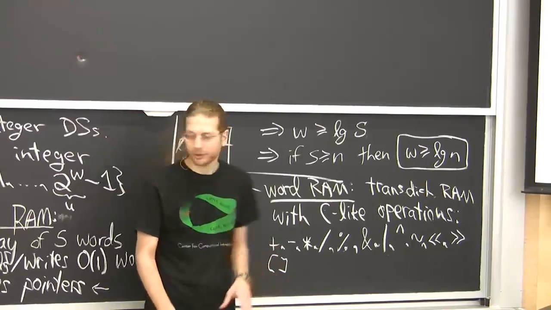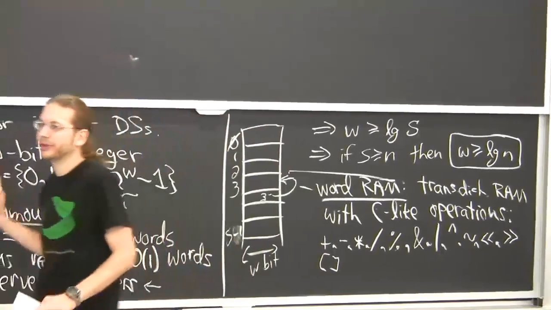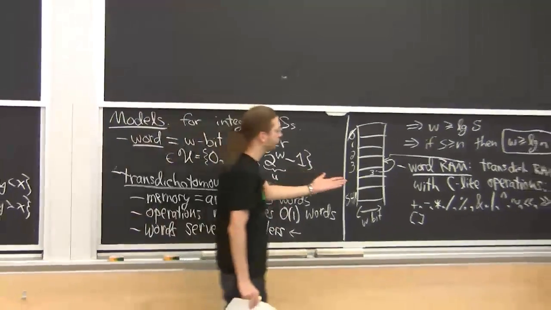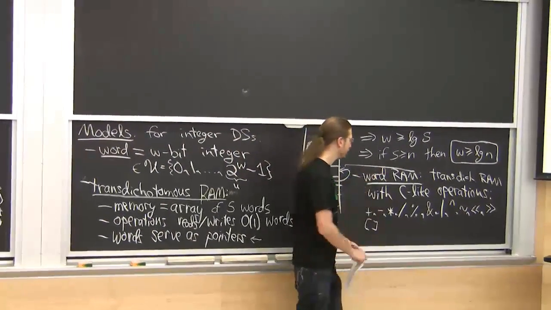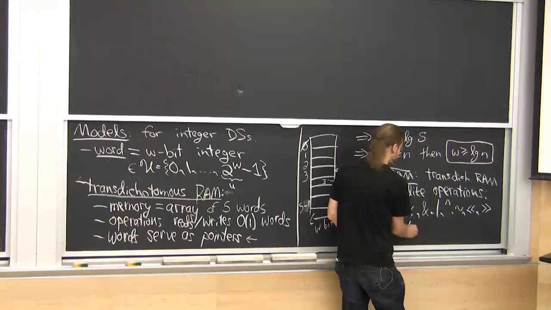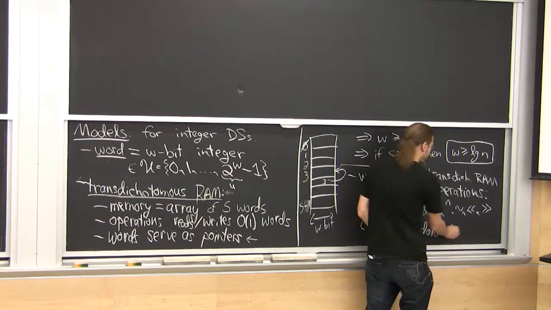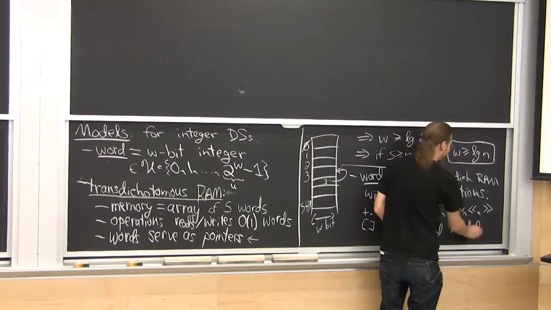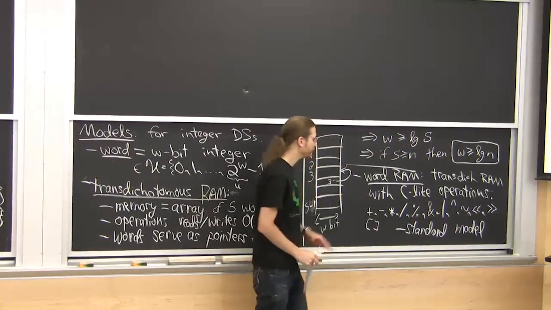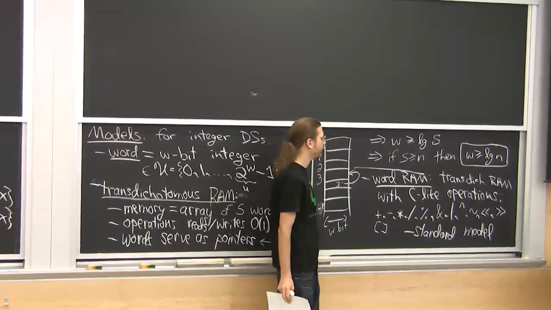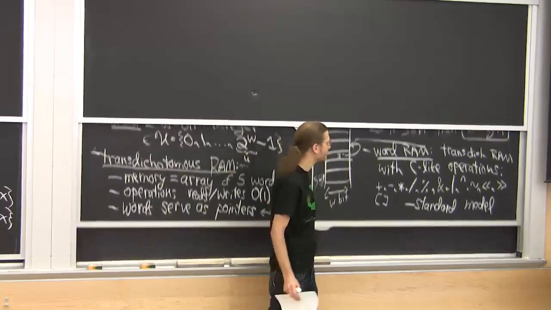You restrict to these operations. Whereas transdichotomous RAM, you can do weird things as long as they only involve a constant number of words. Word RAM, it's a regular thing. So this is basically the standard model that all integer data structures use, pretty much. If they don't use this model, they have to say so. Otherwise, this model has become accepted as the normal one. It took several years before people realized that's a good model, good enough to capture pretty much everything we want.